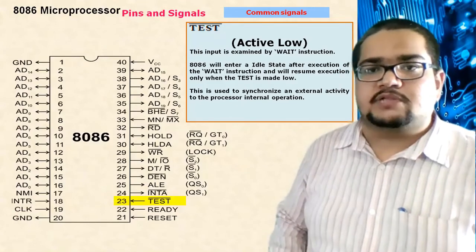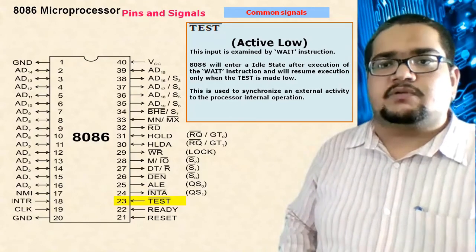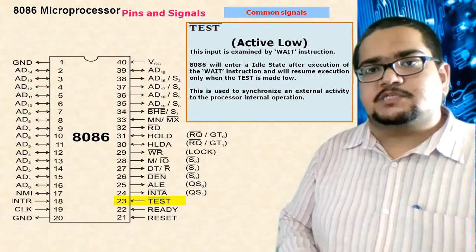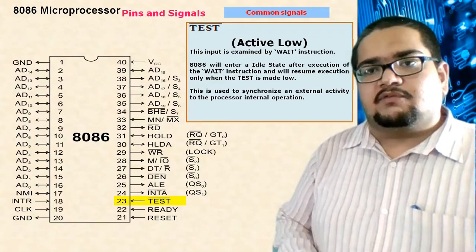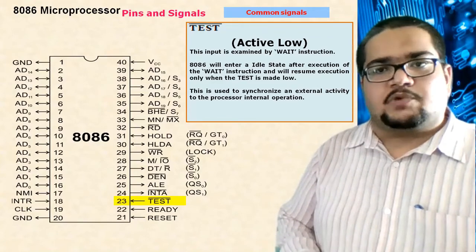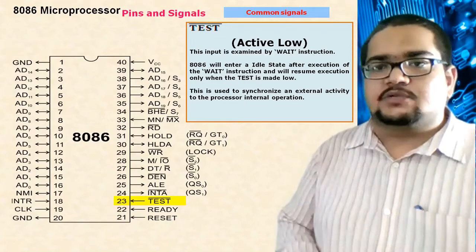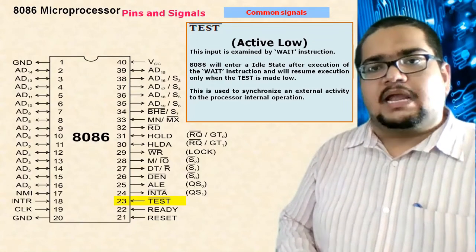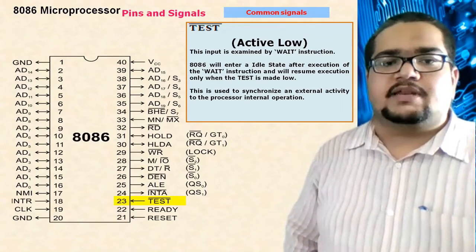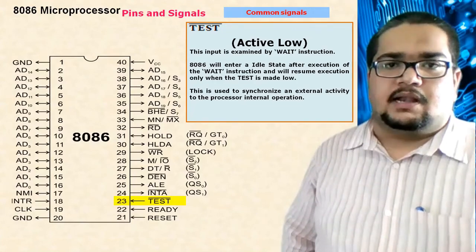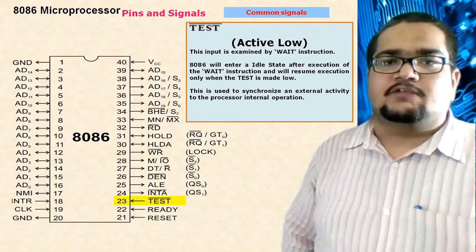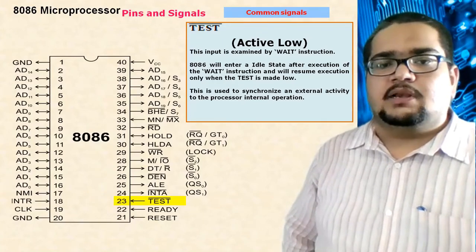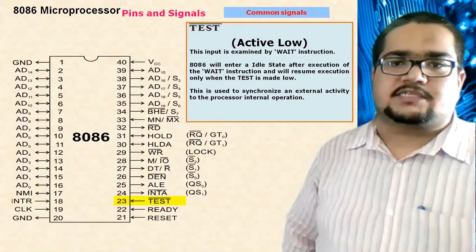If the programmer intentionally writes this instruction into the program, then while executing the program instructions, the processor will encounter this instruction and execute it. After it is executed, the processor goes into the idle state and remains there until we give an input on this pin. The input should be given as active low. Active low means you have to provide logic 0 on this pin such that the processor comes back to normal action. Okay, that is the TEST pin.